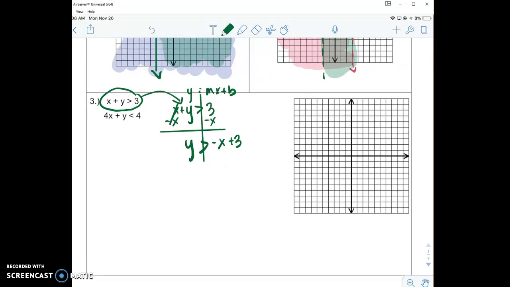So this line has a y-intercept of 3 and a slope of negative 1. So I'm going to go down 1 over 1, all the way across my graph and back the other way. This is just greater than, so I have a dashed or dotted line.